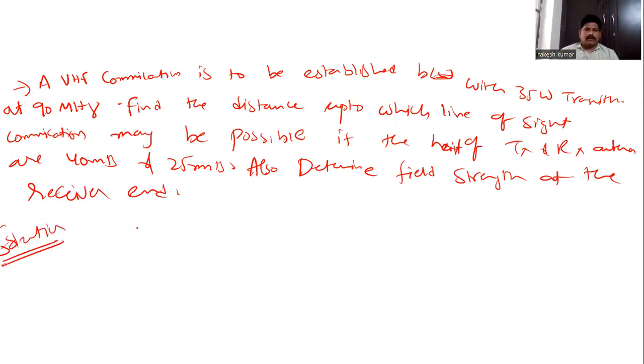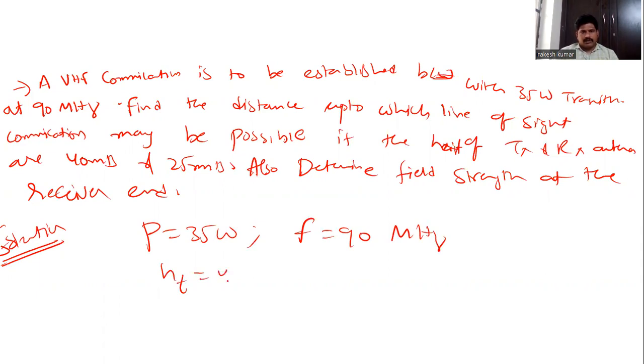First, write the given data. The power they have given is 35 watts, and the frequency is 90 megahertz. Height of transmitting antenna is 40 meters. Height of receiving antenna is 25 meters. So what is the first thing they have asked? Calculate the separation distance. See here, this is my earth surface.